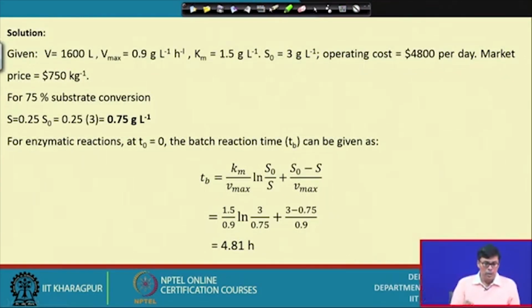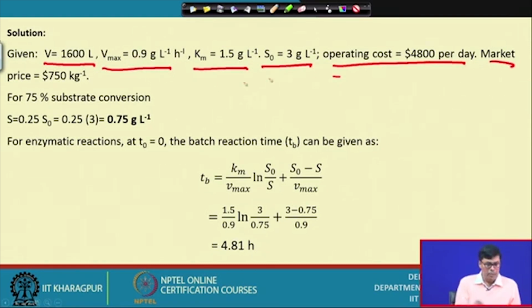As I pointed out, whenever you solve any kind of problem, first you have to jot down what data are given. The volume is 1600 liters. The Vmax value is given, Km value is given, S0 value, operating cost is given, and the market price of the product is given. Now 75% substrate conversion is there. That means 75%. What is the S value that we have?